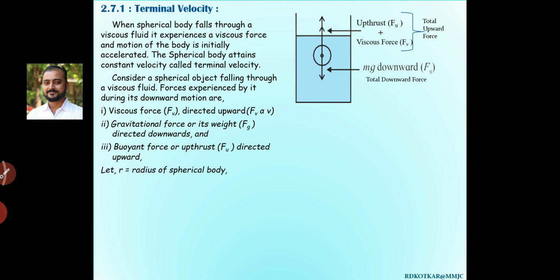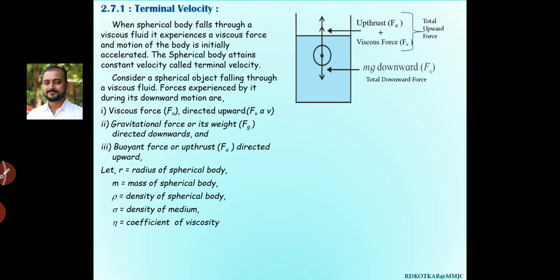Let r be the radius of the spherical body, m be the mass of the spherical body, rho be the density of the spherical body, and sigma be the density of the viscous medium, meaning the medium where the body is falling. It may be air as a fluid, or it may be a liquid as a fluid. So sigma is the density of the medium. Eta is the coefficient of viscosity.